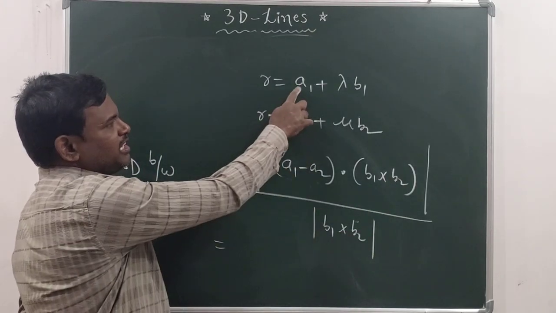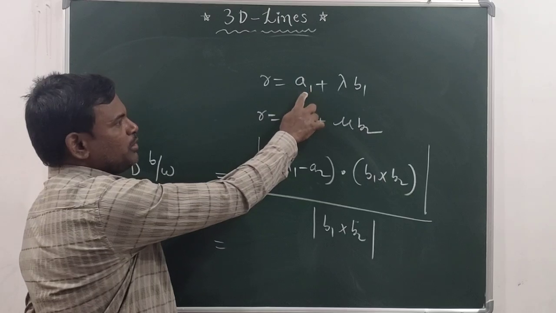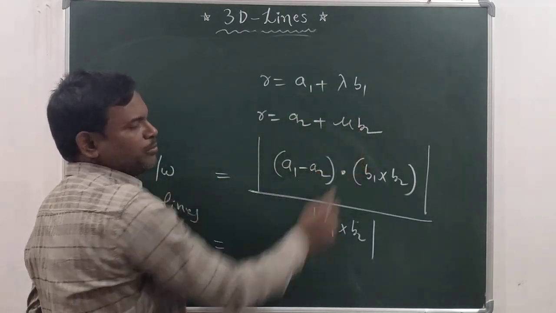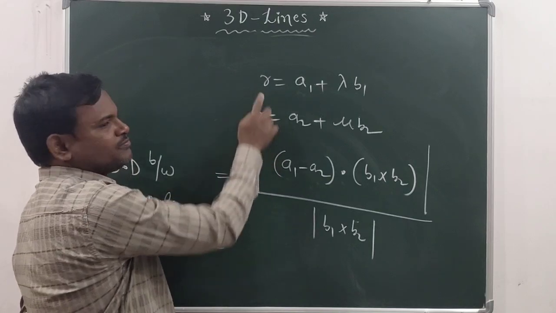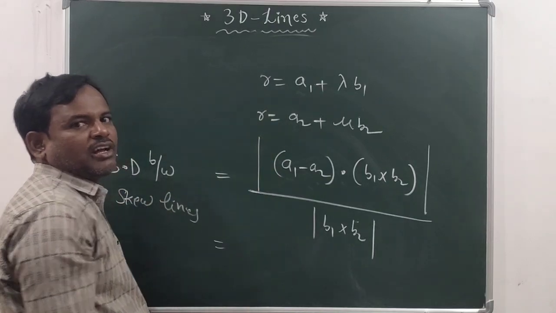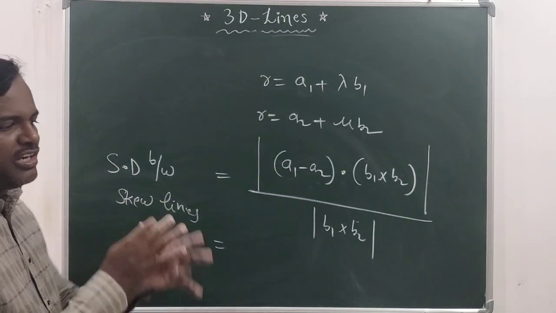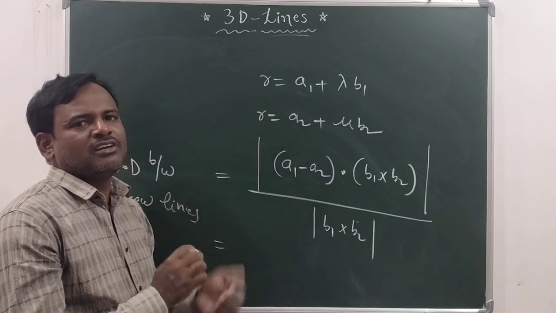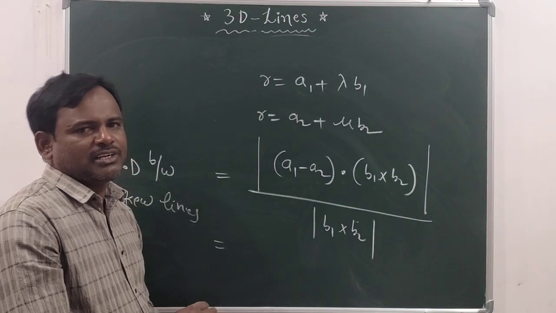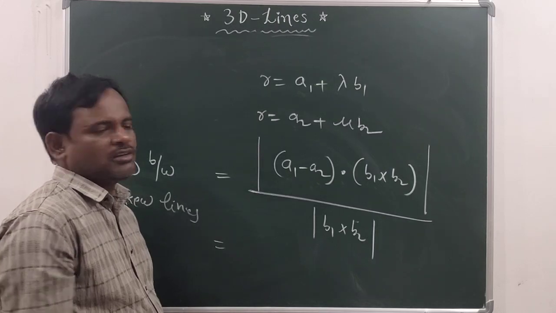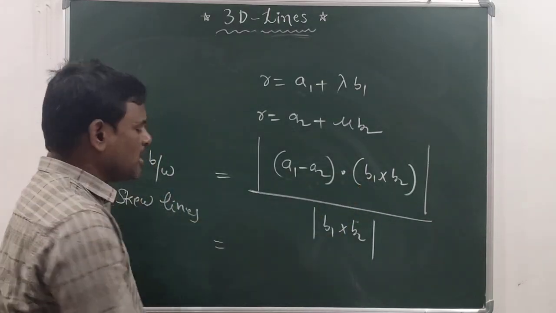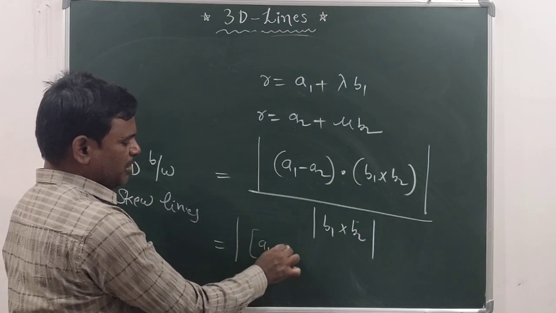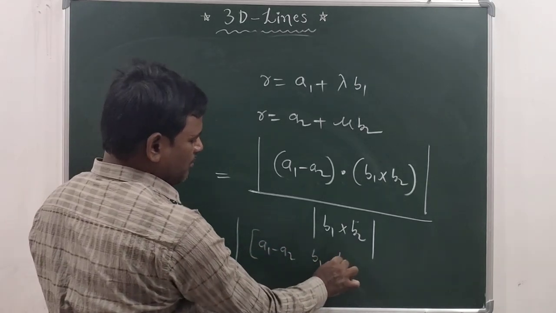Okay students, this is a vector passing through A1 and parallel to B1, and this one passing through A2 parallel to B2. Both are non-coplanar, belonging to different planes. Now what is the shortest distance between these two? Apply this formula. So this is nothing but a box, no? So the determinant, the box of A1 minus A2, B1, B2.